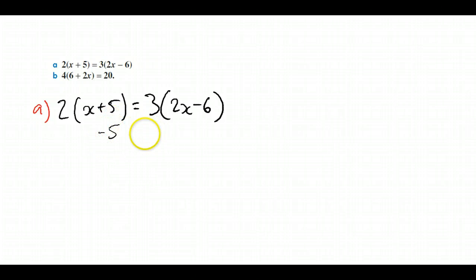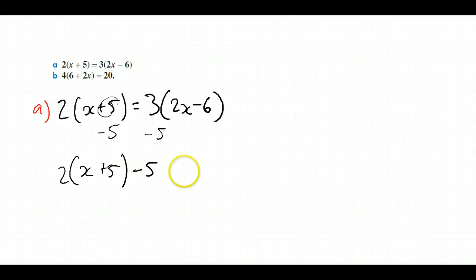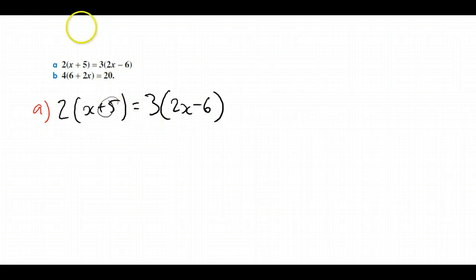If you take away minus 5 from both sides of this equation, that plus 5 there, it's not going to disappear. You're just going to get this. 2x plus 5 minus 5. It's not going to get rid of this plus 5. What we need to do is to get rid of these brackets. We need to get rid of the brackets first. The best way to do it is to just expand the brackets out.